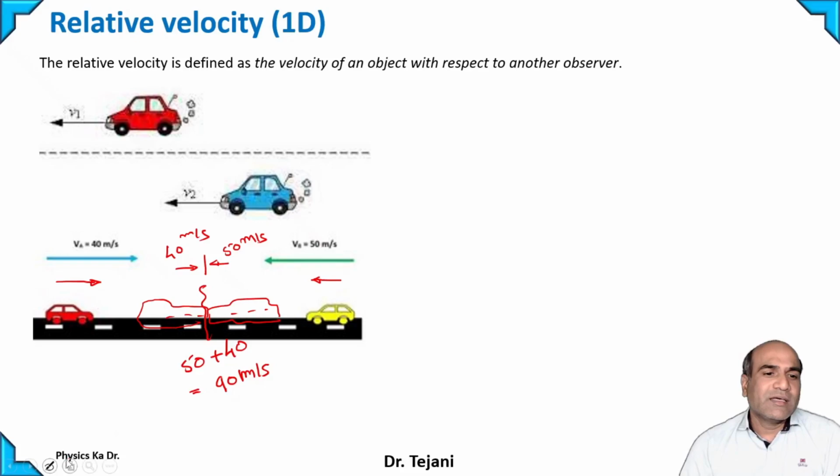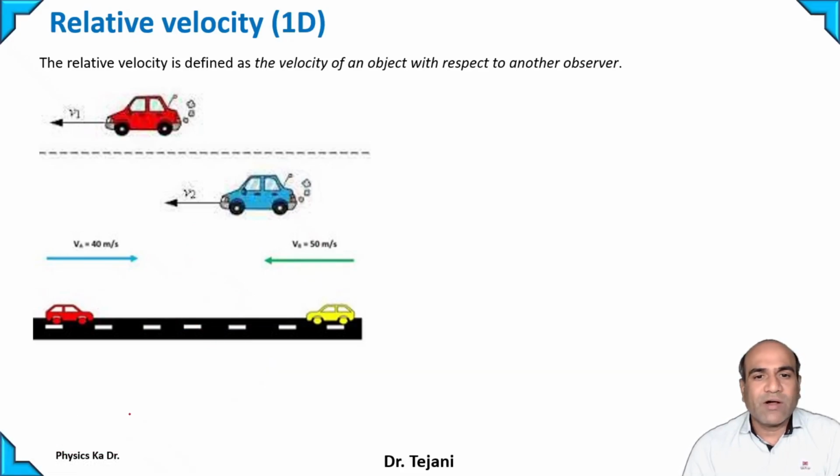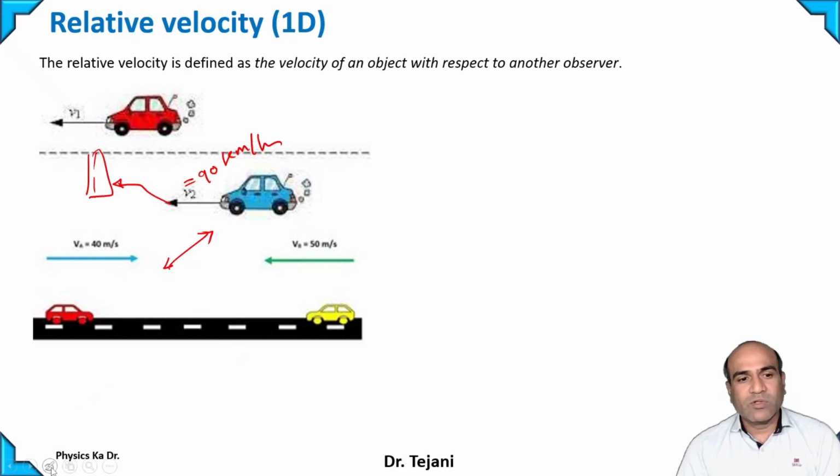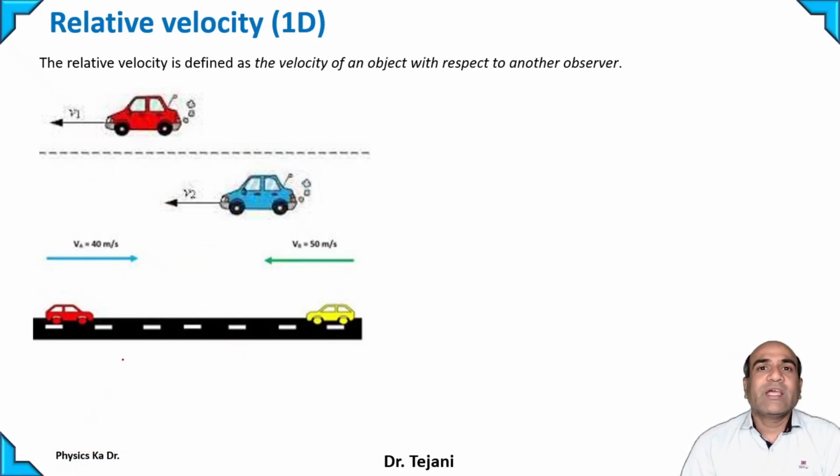That means if we drive a car singly, say for example at 90 kilometer per hour, and there is some pole, and if the accident takes place on a stationary pole, the relative velocity becomes 90. So both have equal effect.